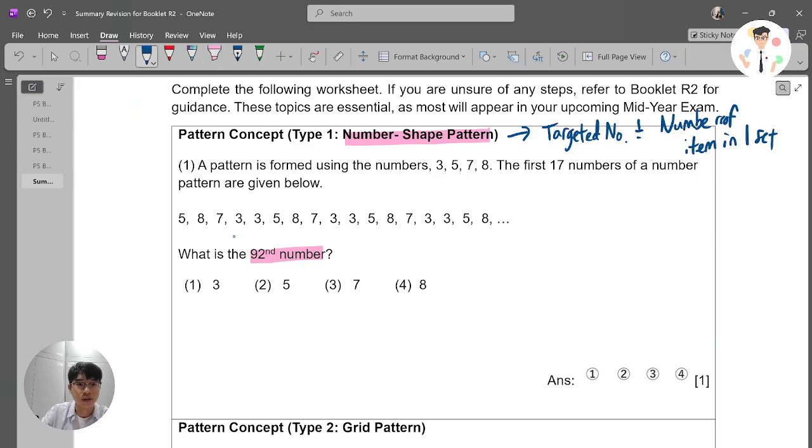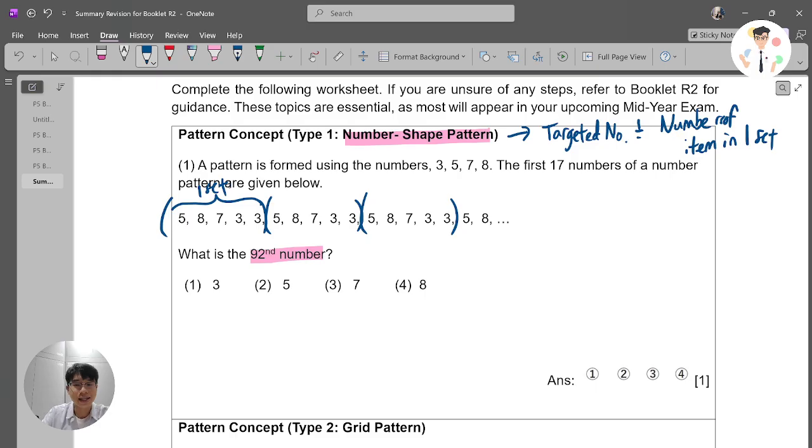Okay, let's look at this question. A pattern is formed using the numbers 3, 5, 7, 8, and the first 70 numbers of a number pattern are given below. So we can see here is 5, 8, 7, 3, 3, 5, 8, 7, 3, 3, 5, 8, 7, 3, 3, 5, 8. So we can kind of notice that 5, 8, 7, 3, 3 is what is being repeated here. And of course, this is what I call one set.